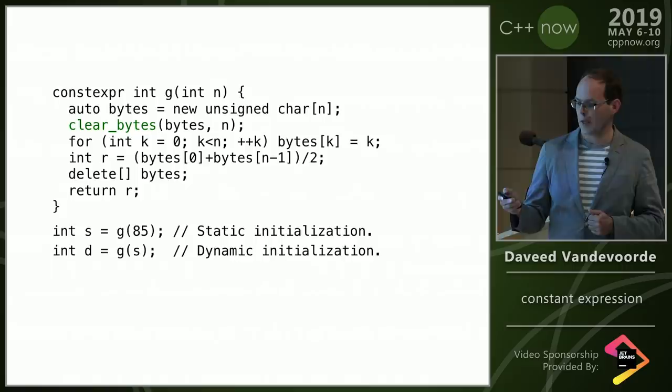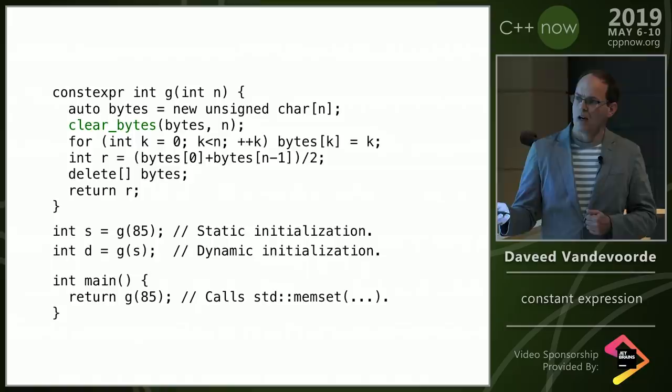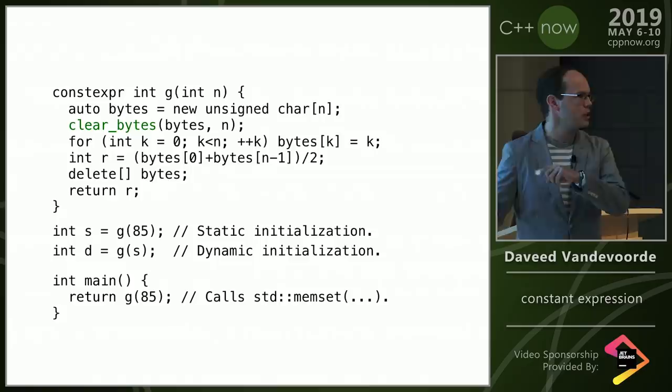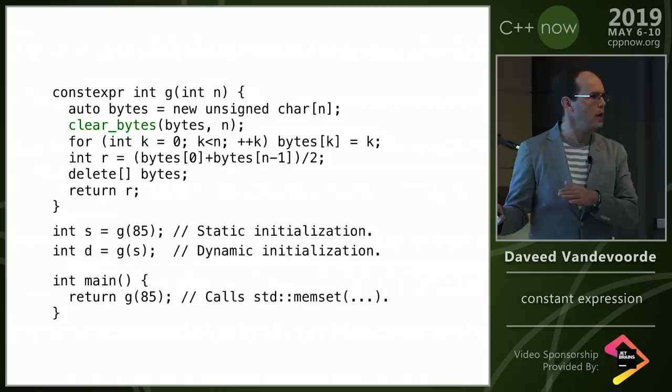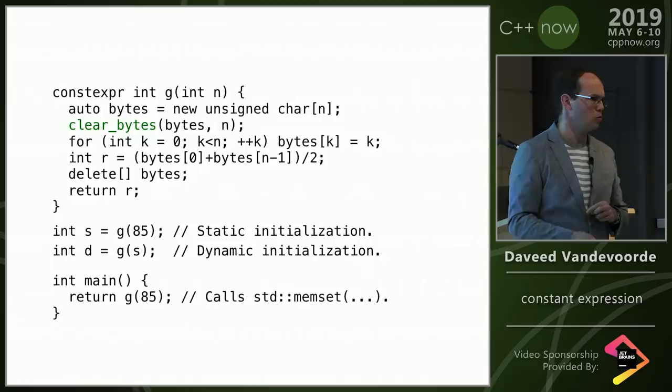Now here's a more interesting case. I'm calling return g of 85, this exact same expression as this one. But does it matter whether it's constant or not from a language perspective? And the answer is no, except for that is_constant_evaluated case, which we ignore. So therefore, the compiler is still allowed to evaluate it as a constant if it wants to, but it has to do so with is_constant_evaluated equal to false. Does that sort of make sense?